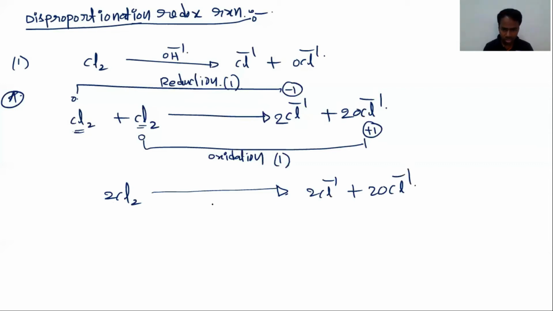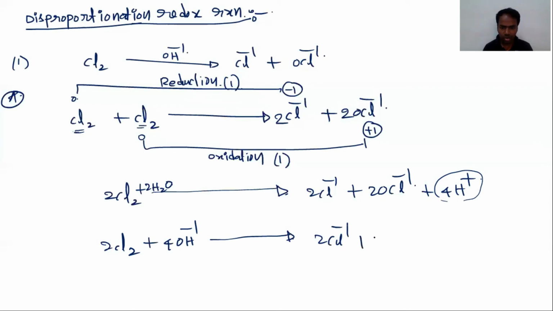Now coming to the oxygens: how many oxygens are there? 2 oxygens, so add 2 water molecules here. Now how many hydrogens are there? 4 hydrogens, so add 4 H⁺. But I want this equation in basic medium. If you convert the same reaction to basic medium, OH⁻ will appear on the opposite side of H⁺. The H⁺ is present on the product side, so OH⁻ appears on the reactant side. Then the water molecules shift.